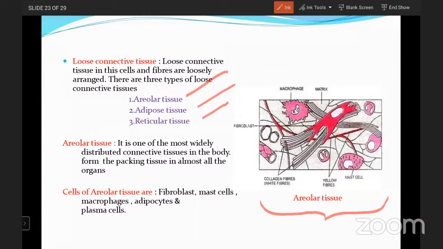It is one of the most widely distributed connective tissues in the body, forming the packing tissue in almost all the organs. It is just like a packing tissue, which has a link with all the organs in the body. The cells of the areolar tissue are fibroblasts, mast cells, macrophages, adipocytes, and plasma cells. Let me explain them.